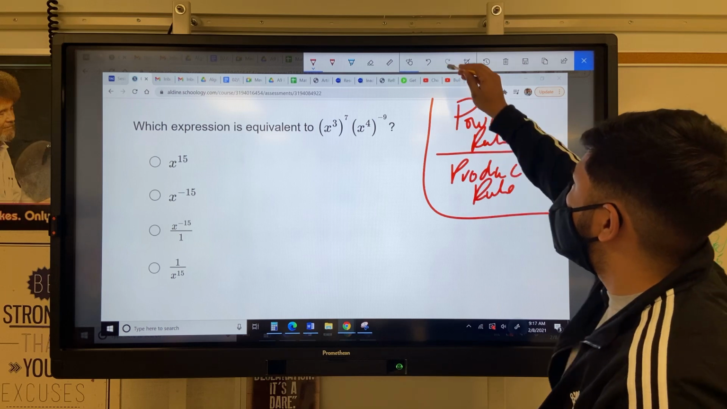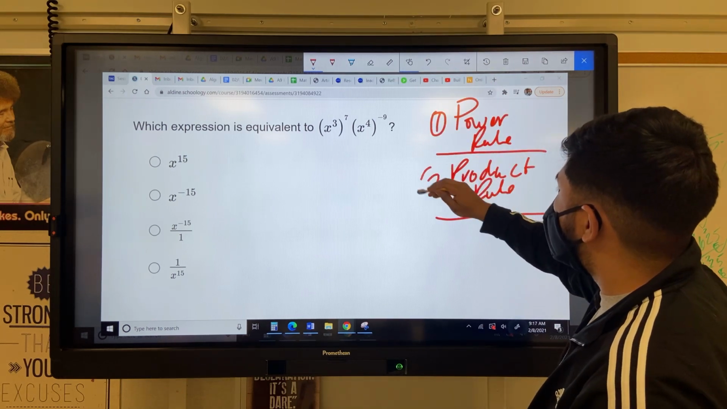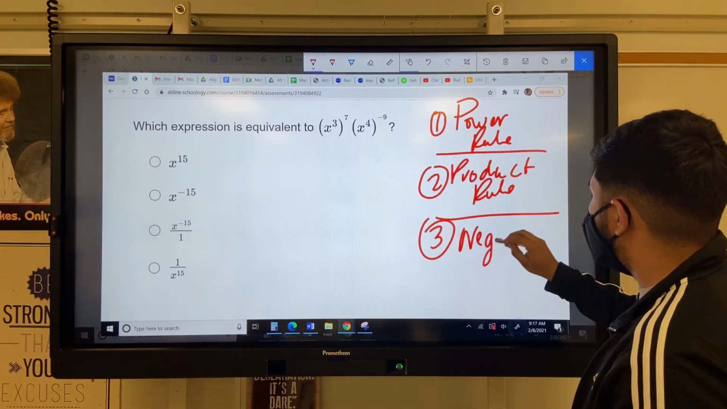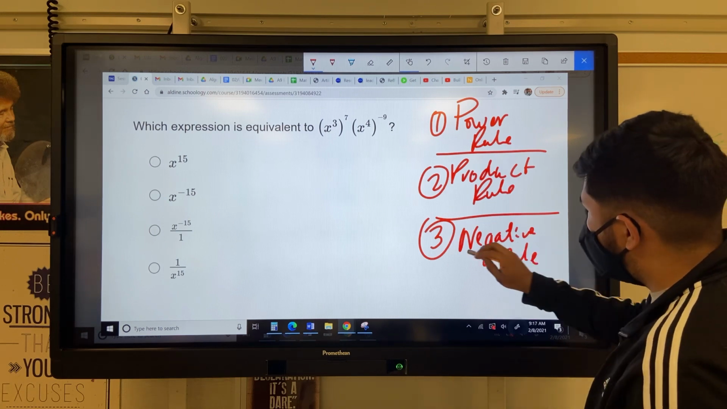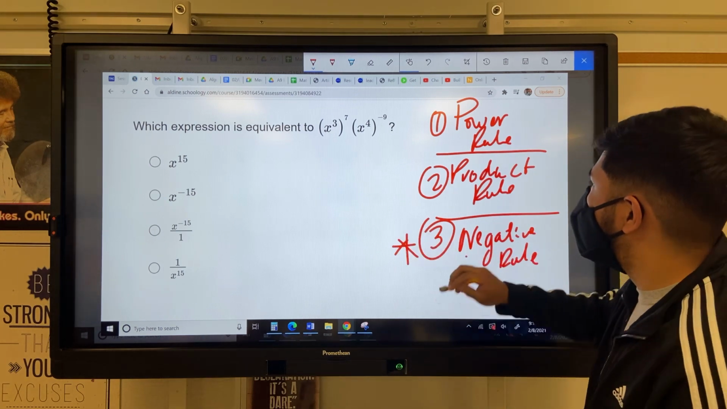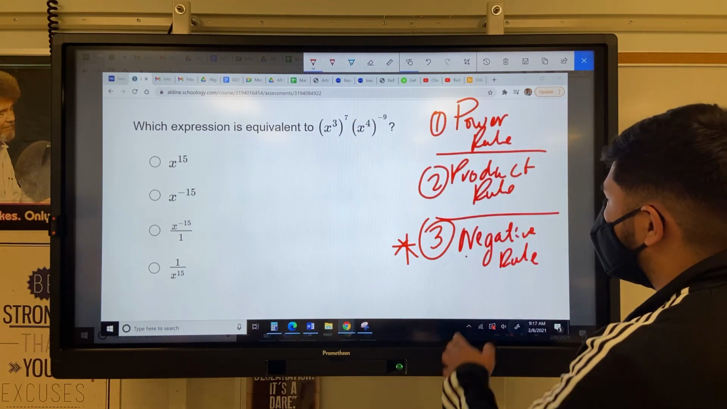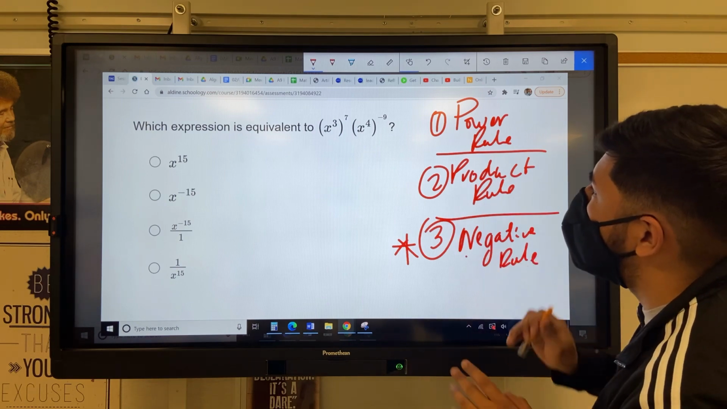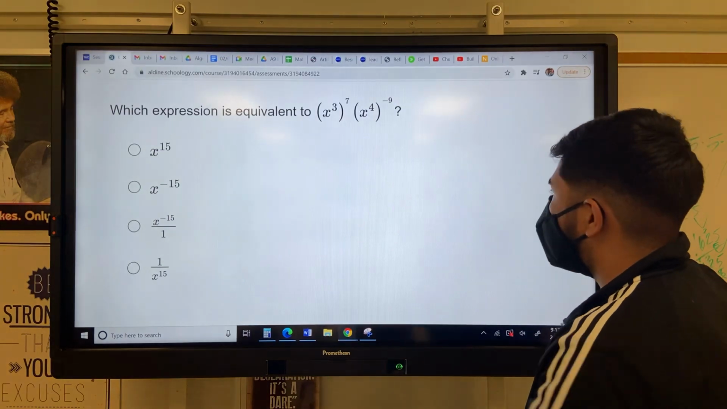Oh. One, two, three, negative rule. Big key thing right here. So you take care of the exponents, you do something to the exponents. There's a big hint right here for what to do if there's a negative. Next one.